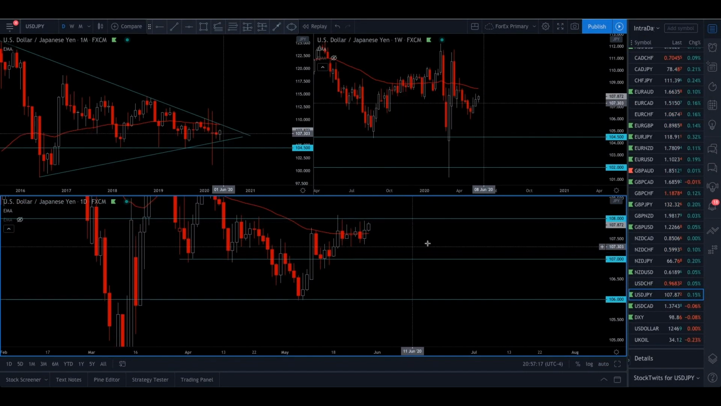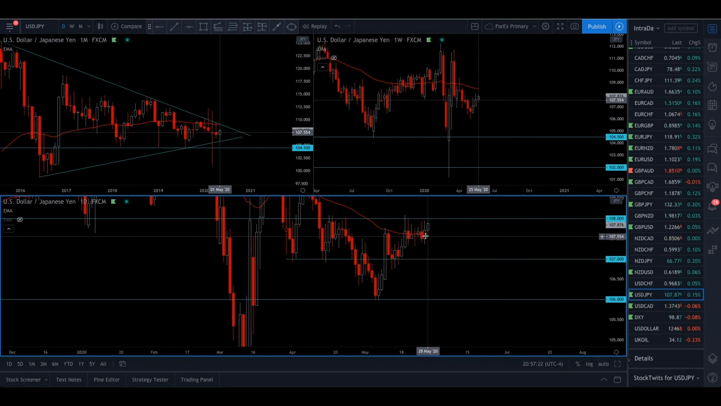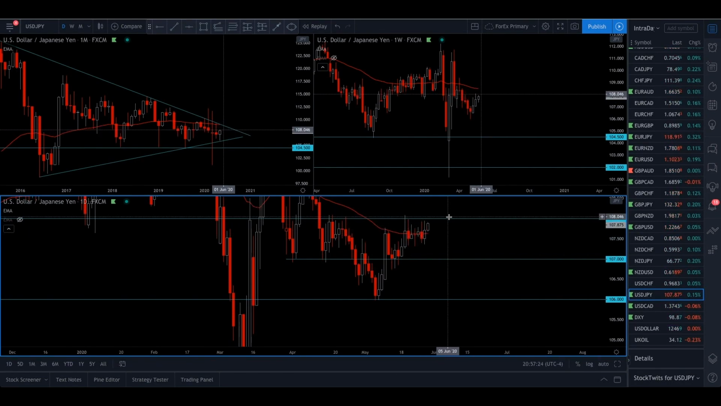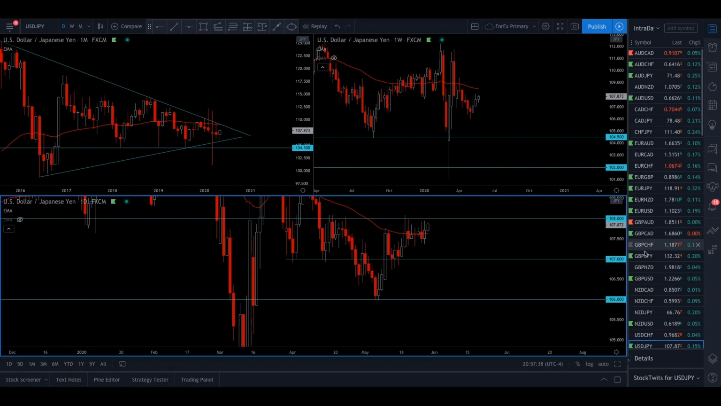Now with dollar yen, not much happening over here. Price is kind of just moving sideways. As you can see, we're sitting right in the middle of that daily 50 MA. Compared to the other pairs, I'm not really interested in trading dollar yen right now. The main things that I'm kind of keeping on watch right now are Aussie CAD and Pound Aussie.